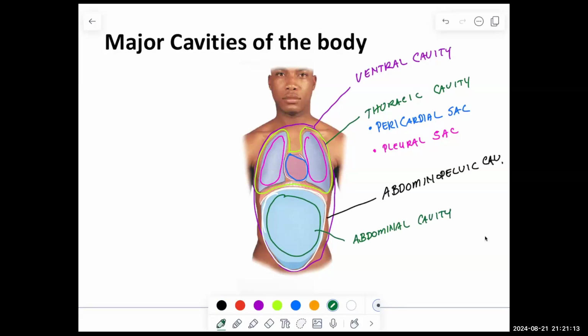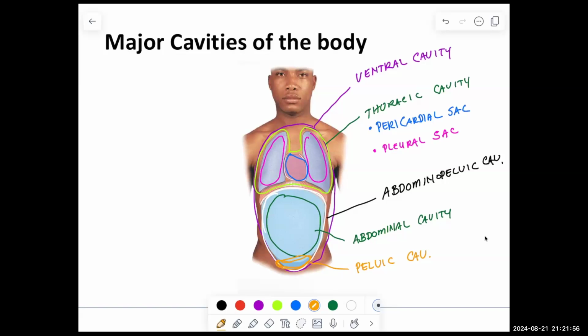And your pelvic cavity. This is this light darker blue area. So what I can ask you here is, name one organ in the abdominal cavity. Who can name one? Stomach. Name one organ in the pelvic cavity. What is it? Urinary bladder. And both of those are in the abdominal pelvic cavity.